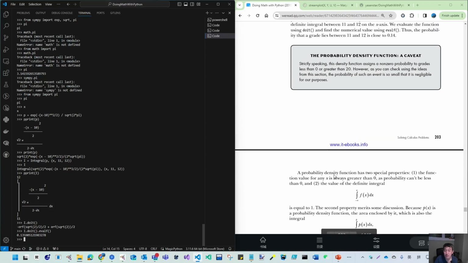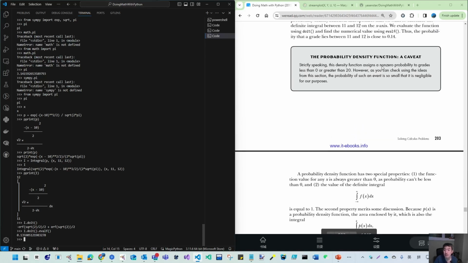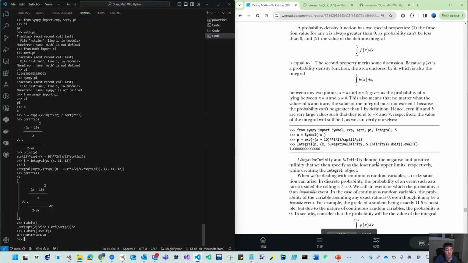Strictly speaking, the density function assigns a non-zero probability to grades less than 0 or greater than 20. So you can get that just by having a look. And the probability density function has two special properties we should be aware of. First, the function value for any x is always greater than 0, because this curve is above the x-axis, as the probability can't be less than 0.